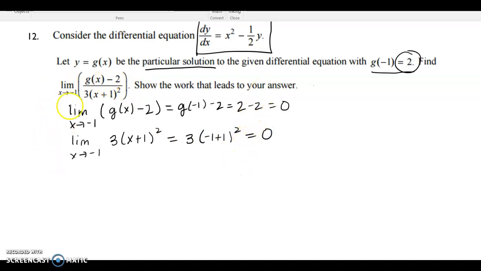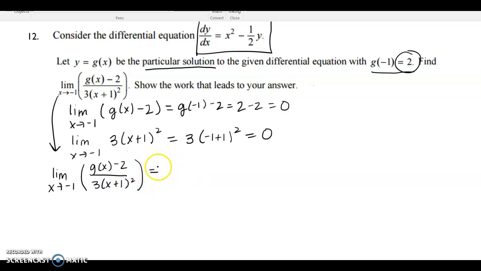So I know then that I can use L'Hopital's rule. So I'm going to rewrite this limit here. Just to make it clear, you're going to make it extra clear what things you're setting equal to each other. I'm going to set that equal to, with L'Hopital's rule, the limit as x approaches negative 1 of g prime of x. The derivative of minus 2 is just 0, so I have just g prime on the top, over 6 times x plus 1.